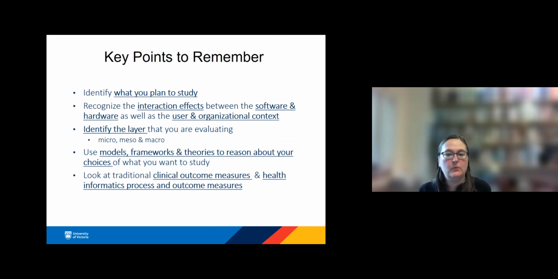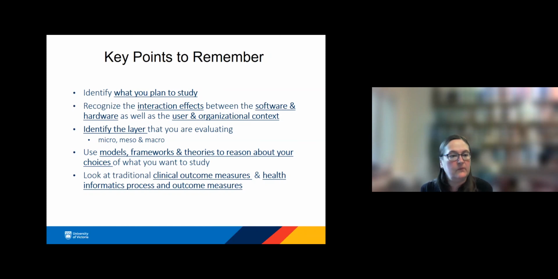Identify the layer that you want to evaluate at. You might want to do a micro, a meso, a macro, or some combined perspective. Recognize there are models and frameworks that can be used that can help you to reason about your choices. And that these frameworks are a great way to start thinking about what you want to evaluate.